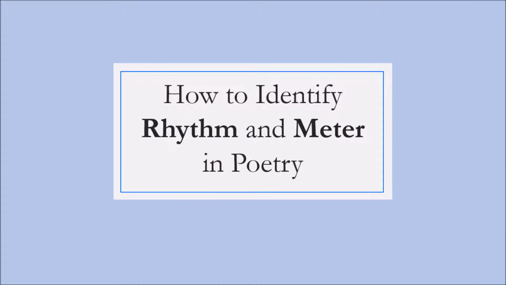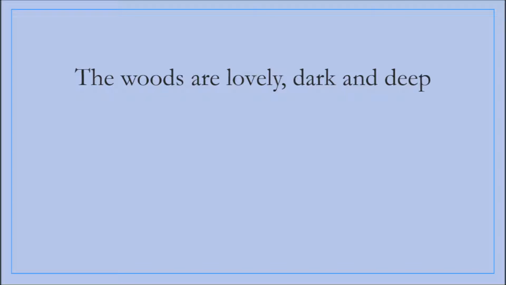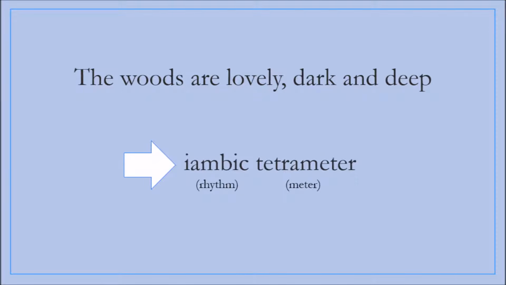Hi everyone. Today we're going to look at how to identify the rhythm and meter of a poem. This is an important skill to learn for a study of poetry and for English. So the goal by the end of this video is to be able to look at a line of poetry like this and categorize it in terms of its rhythm and meter. For example, this one is iambic tetrameter.